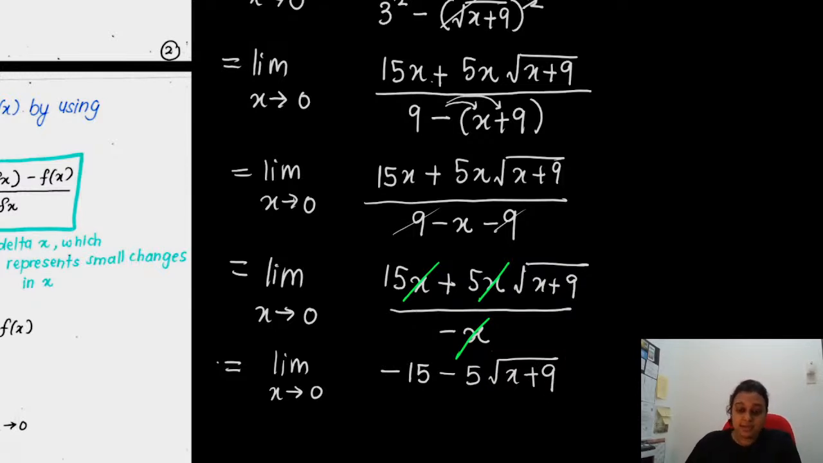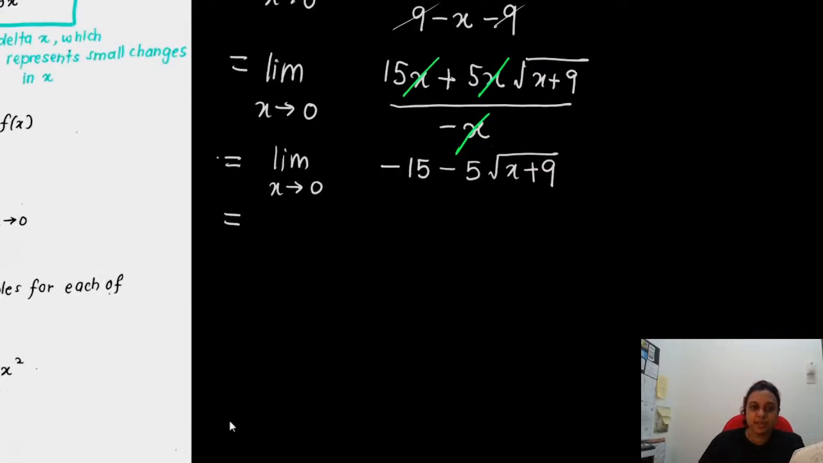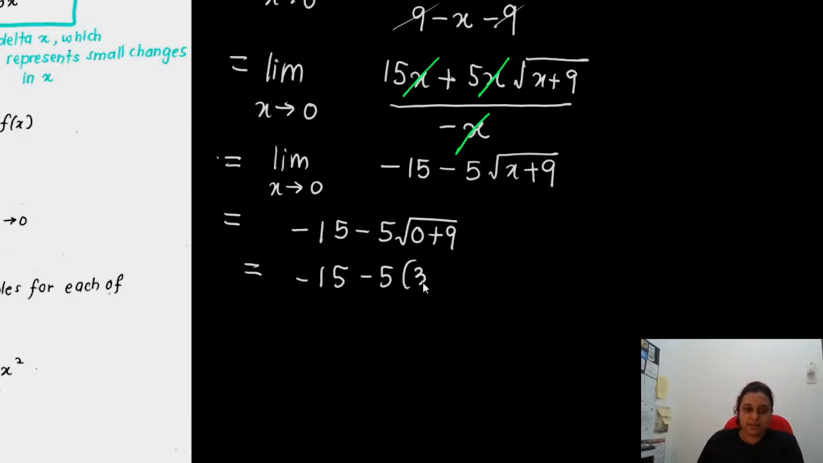Now you can substitute the 0 in. When we substitute 0 in, we will get negative 15 minus 5 times square root of 0 plus 9. You can use your calculator and solve. Negative 15 minus 5, square root of 9 is 3. So here you will get minus 5, here you will get 3. So the final answer is negative 30. This will be the limit for E.